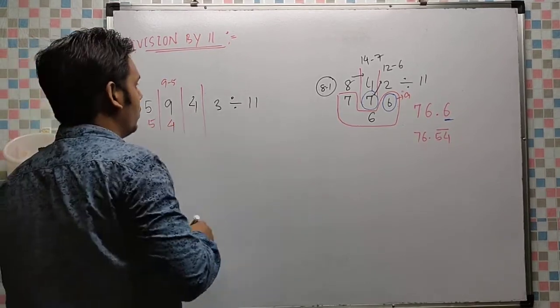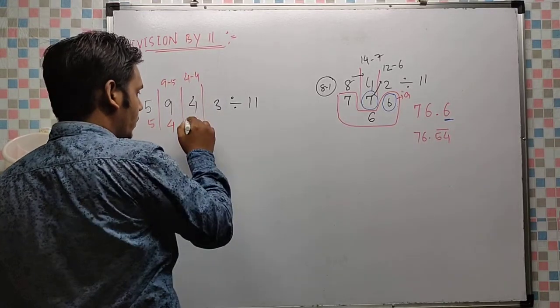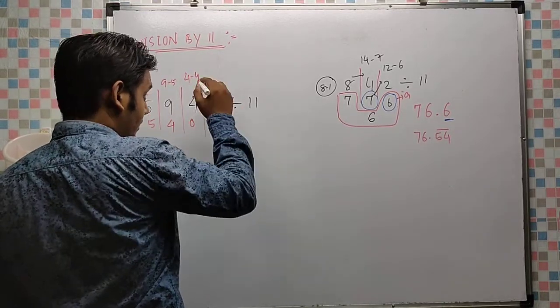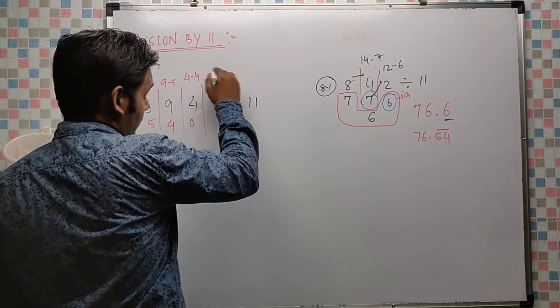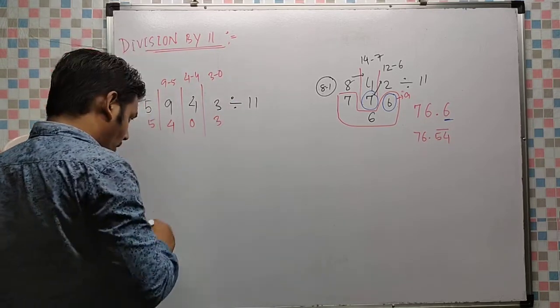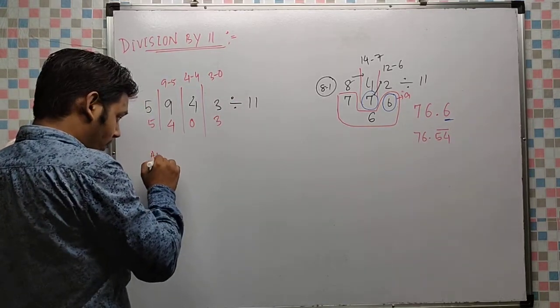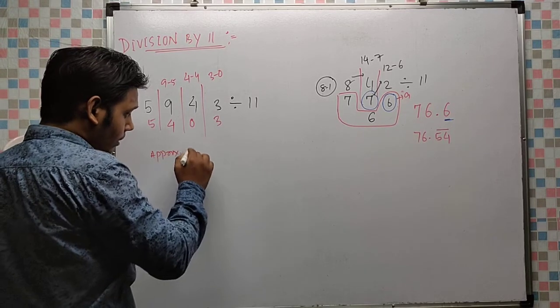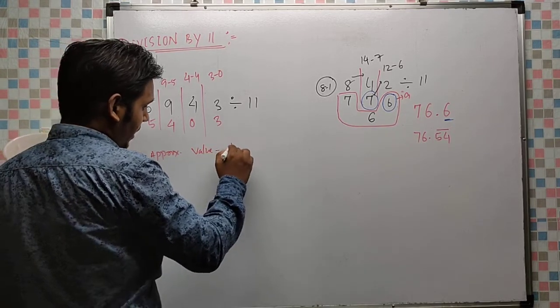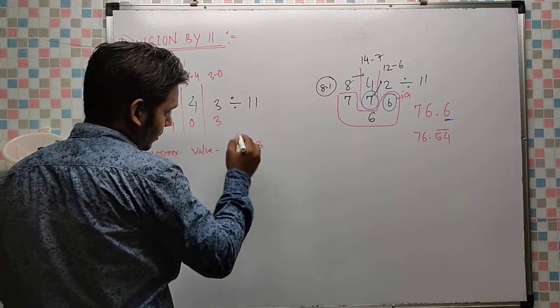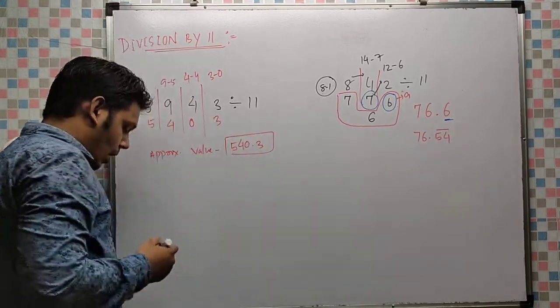Now 4 is equal to 4, no problem. 4 minus 4 is possible, 0. Now 0 is less than 3, so subtraction is possible, so 3. Now what I am having, if you want the approximate value, then you have to write 540.3. This is the approximate value.